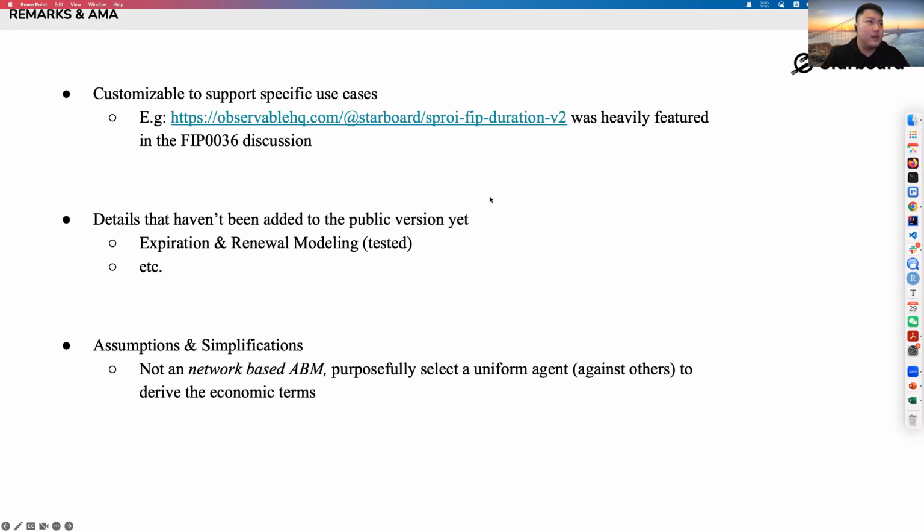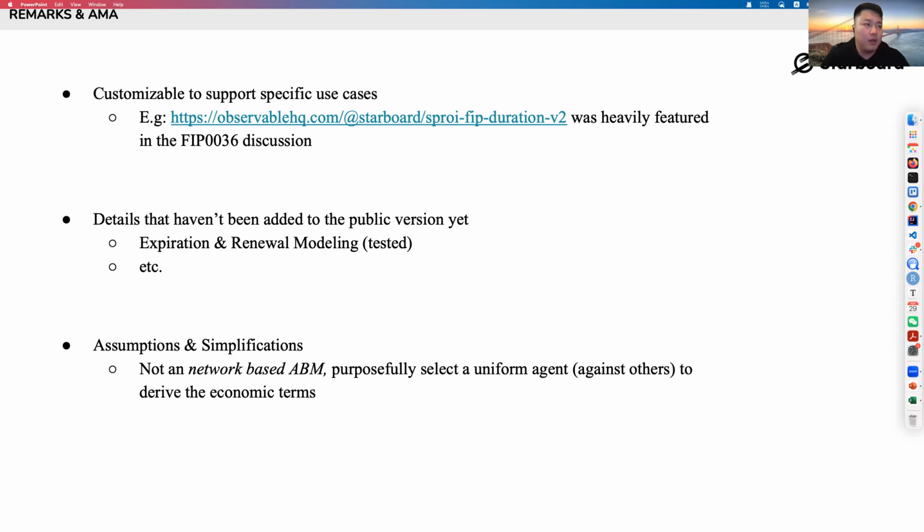Another point is, again, this is a simulation. We must cut down some fidelity to balance between accuracy and speed of execution. So we do have some details that haven't been added to the public version yet. The current version doesn't really model expiration and renewal modeling. For the network as a whole, schedule expiration is a very important problem. If you look at the network as a whole, on a daily basis, there's a dynamic between expiration and renewal. That's also important. We do have a tested version. I'm not ready to launch it yet, but it should be there very soon.